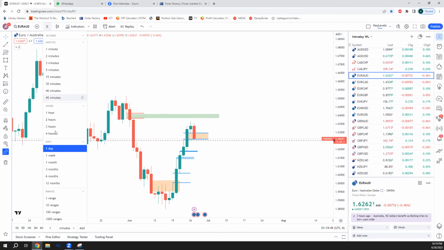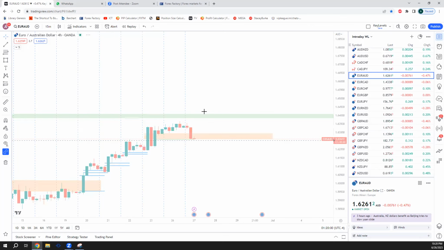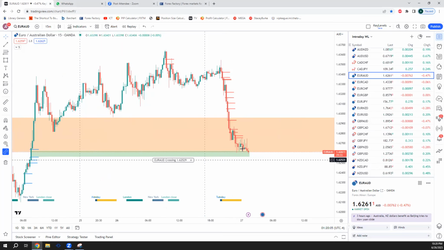And then we go to, let's say, 4 hours. On the 4 hours, we have some order block here. But I'm thinking that maybe if we go down to here, let me set this. So this cream color is the daily fair value gap, and we have this green one, which is the 15-minute fair value gap.